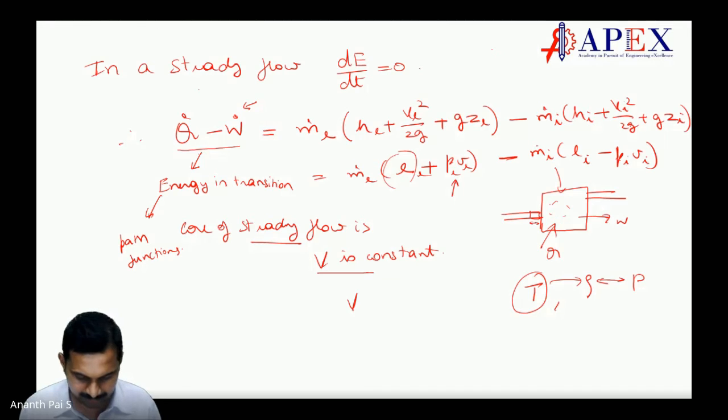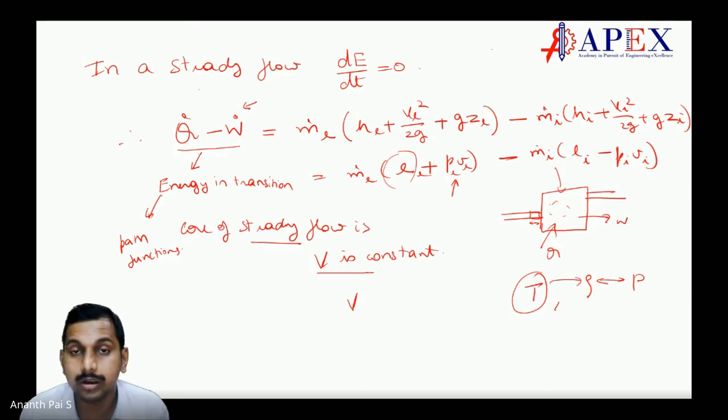Make sense? Yeah, students, does it make sense? Sir, steady flow means the velocity should be the same from the start of the flow till the end of the flow. Right? Wrong. Steady flow means at a point, the velocity should not change with time. That's it.